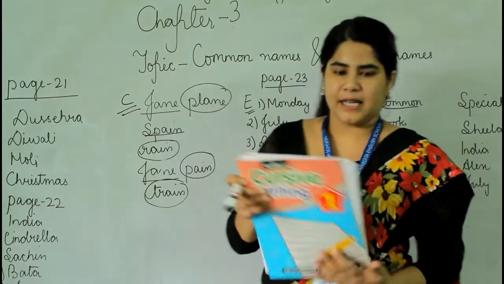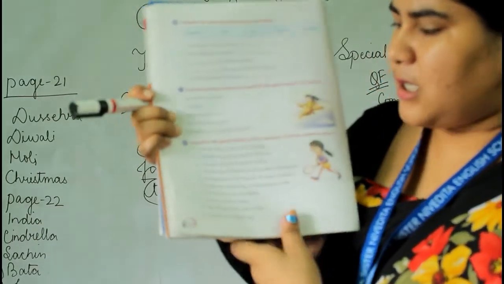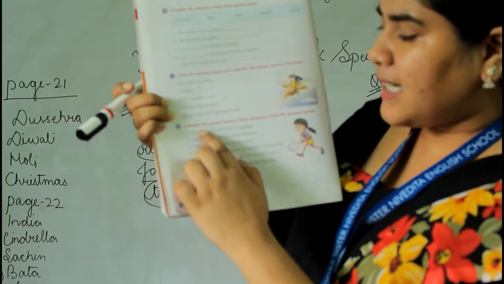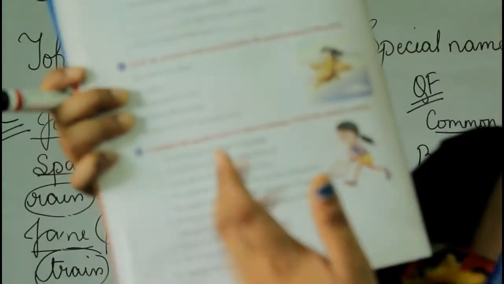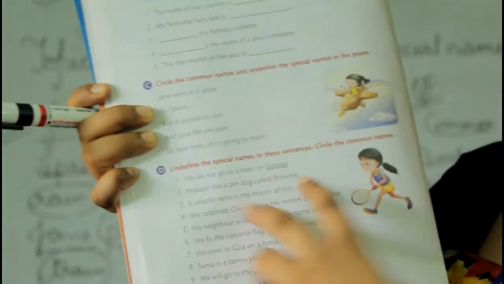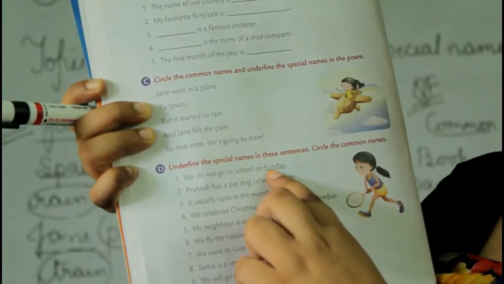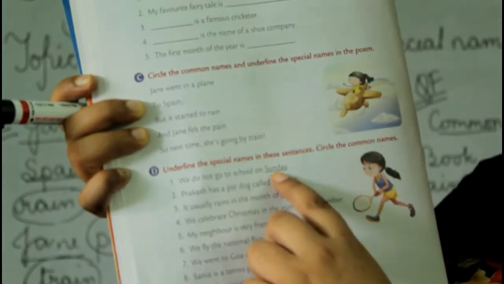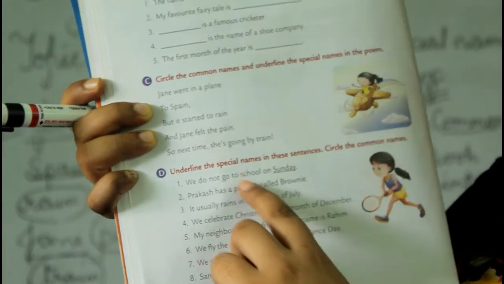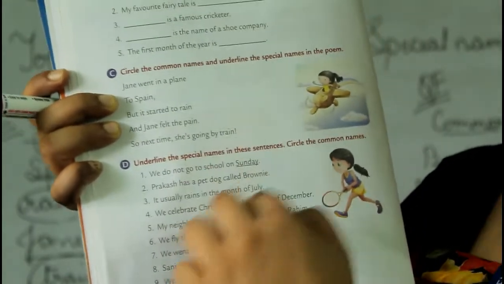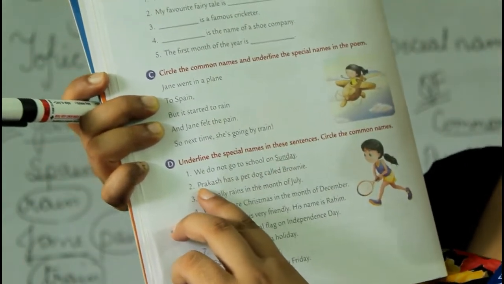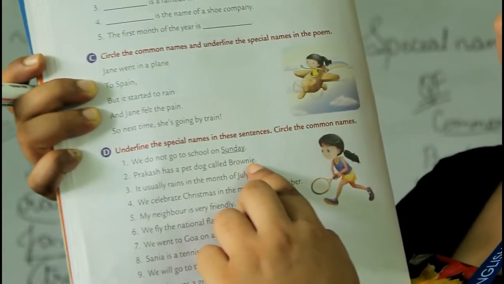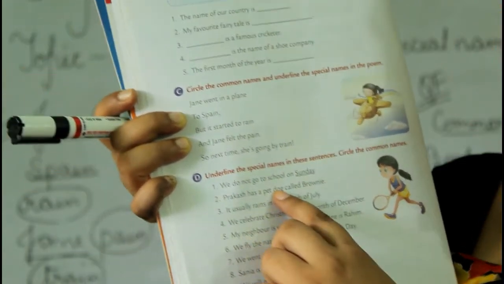Now for question number D, just have a look at the book. Underline the special names in this sentence, circle the common name. Okay. Again the same thing, you have to underline the special name. Sunday is a special name, so we have underlined it, and common name is school. So circle this. Prakash has a pet dog called Brownie. Prakash is a special name, Brownie is a special name, but dog is a common name.